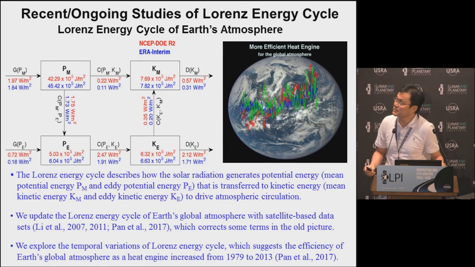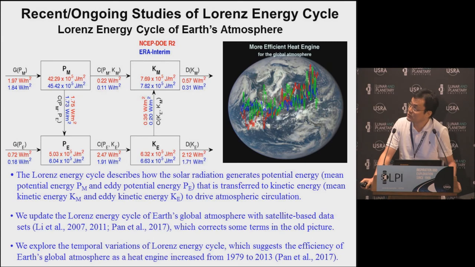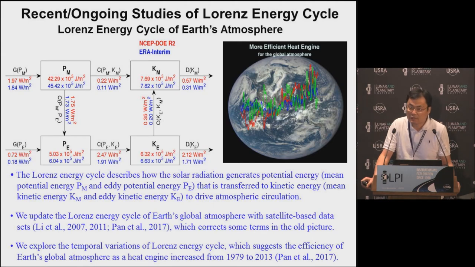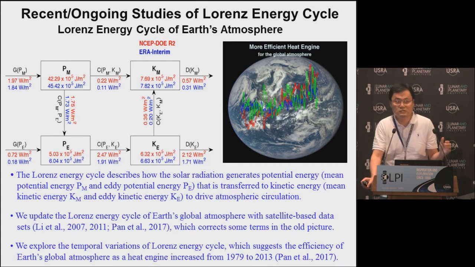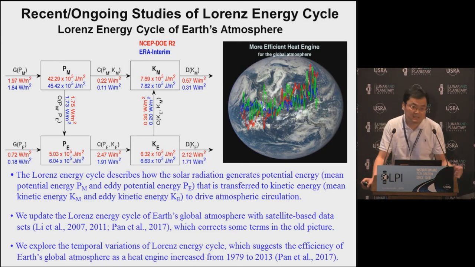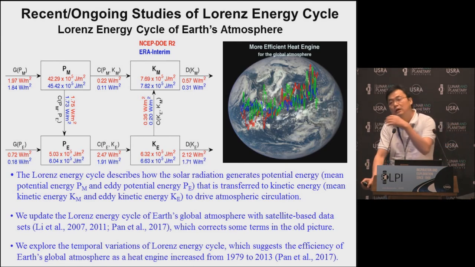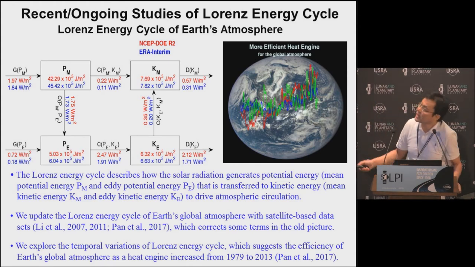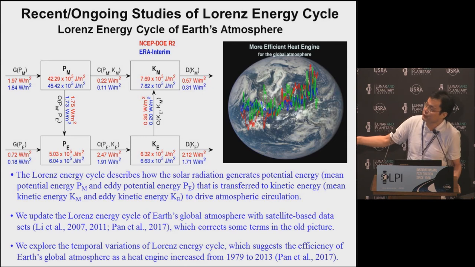Okay, right here is the second topic, the Lorentz energy cycle of Earth and Mars. Basically, the Lorentz energy cycle provides a method to understand the planetary atmosphere from a mechanical energy perspective. It describes a process in which the solar flux generates potential energy, then the potential energy changes to kinetic energy, then drives the circulation, something like that.